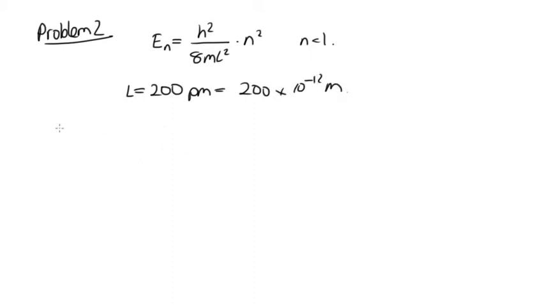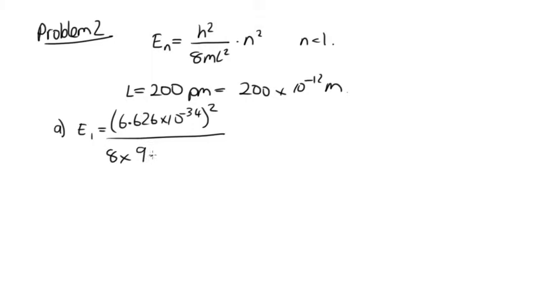Okay, so for an electron, we've got E1 is equal to h squared, which is 6.626 times 10 to the minus 34 squared, over 8 times m. Now for an electron, this is the mass of the electron. So that's 9.109 times 10 to the minus 31 kilograms times L squared, which is 200 times 10 to the minus 12 squared. Solving this on the calculator, we get 1.51 times 10 to the minus 18 joules.